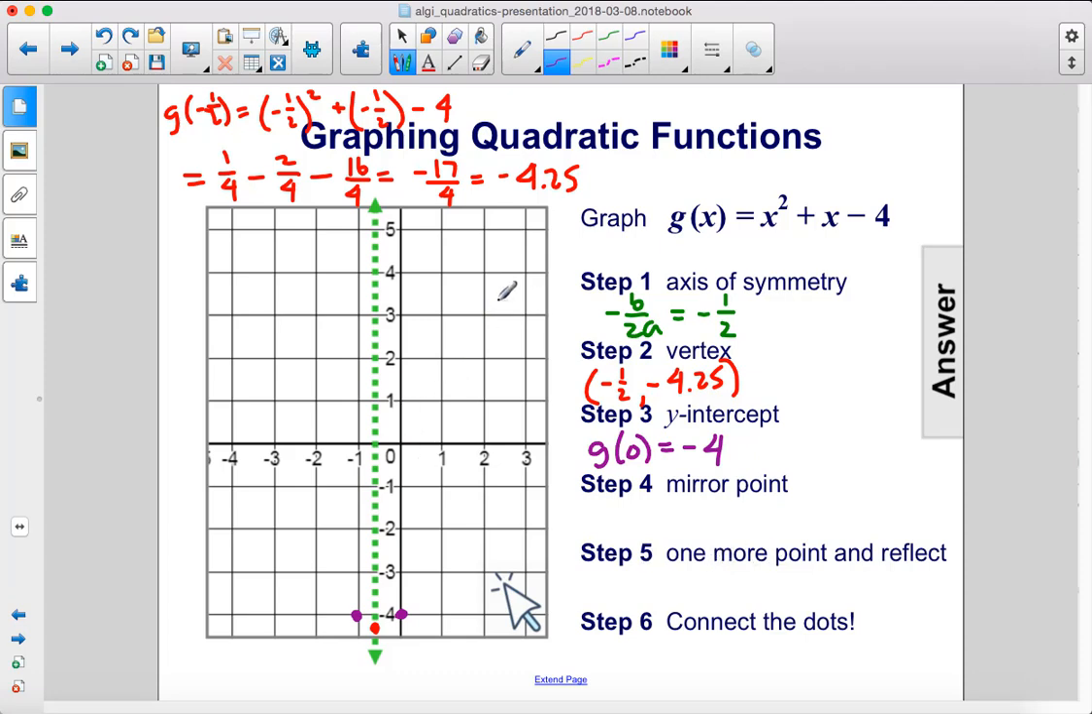All right, let's choose a point up here. So let's do when x equals 1. So we have, let me change colors. g of 1 equals 1 plus 1 minus 4, negative 2. So we have a point there. Then we can mirror that, reflect it to the other side. So this is 1.5. So we have half and then 1. And so we can draw this out now.